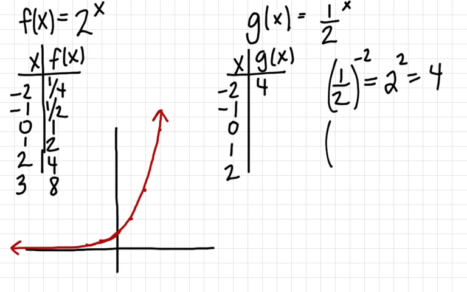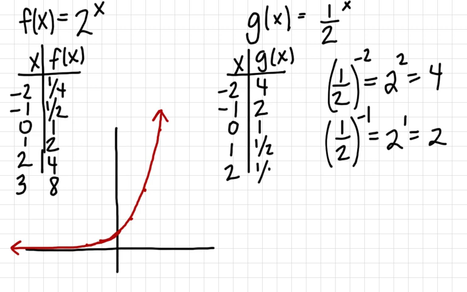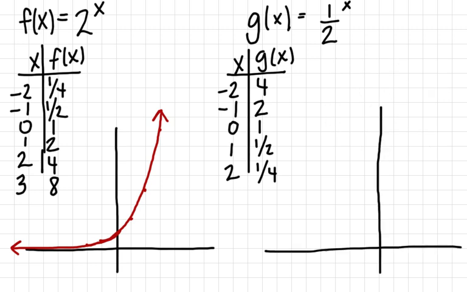And then trying 1/2 to the -1st power. So that's going to be the same as 2 to the 1st power, which is going to give us just 2. 1/2 to the 0 is 1, 1/2 to the 1st is 1/2, and 1/2 to the 2nd, or 1/2 squared, will be 1/4. So now let's plot these values. So -2, I'd be up at 4, -1, I'm up at 2, 0, 1, 1, 1/2, and 2, 1/4.